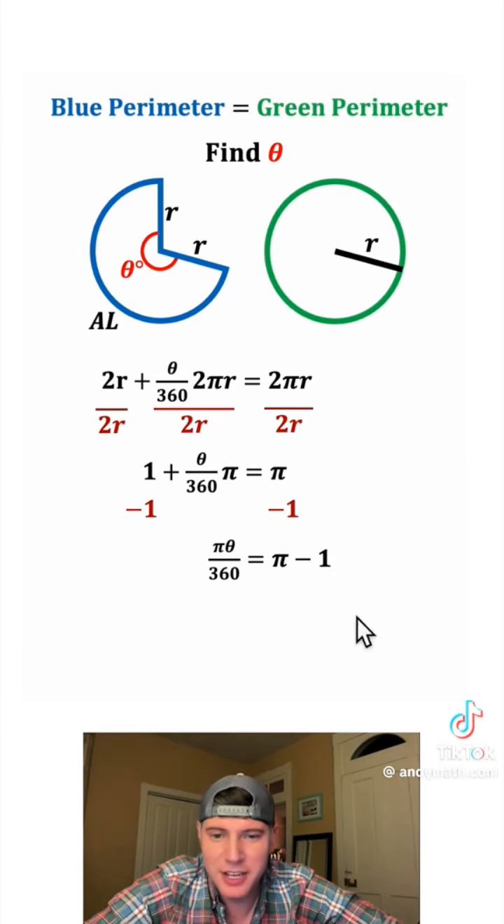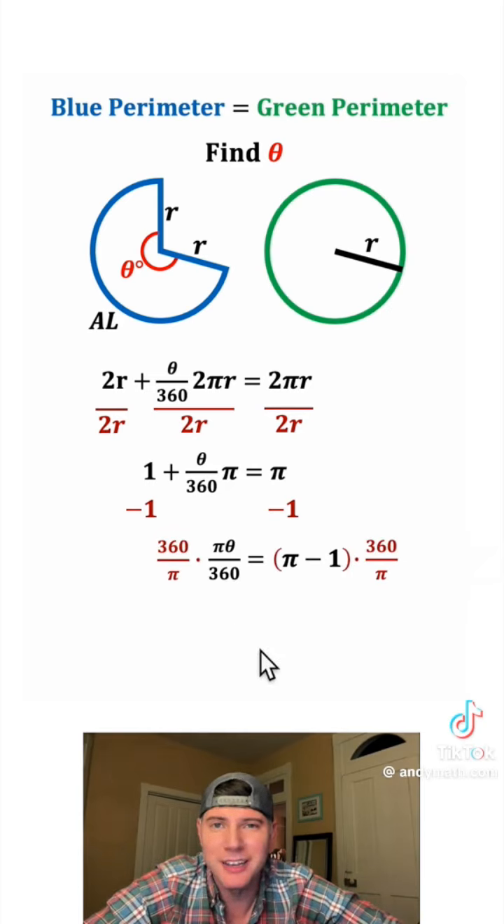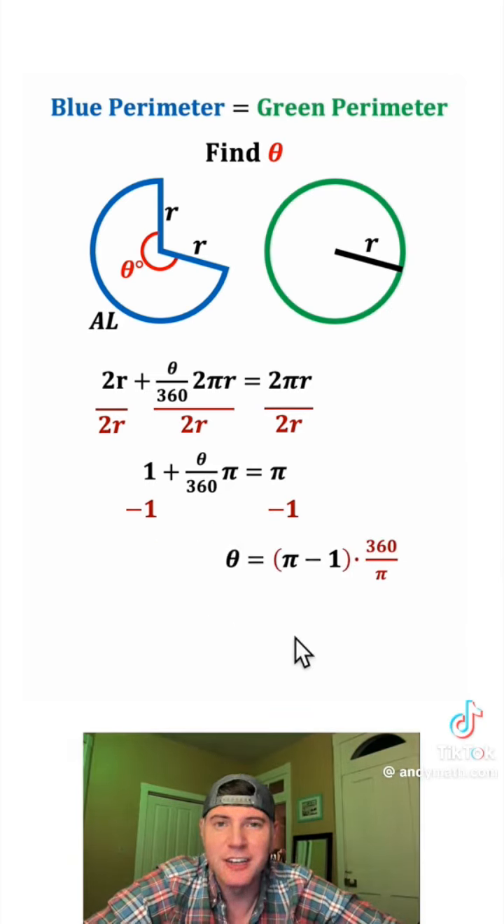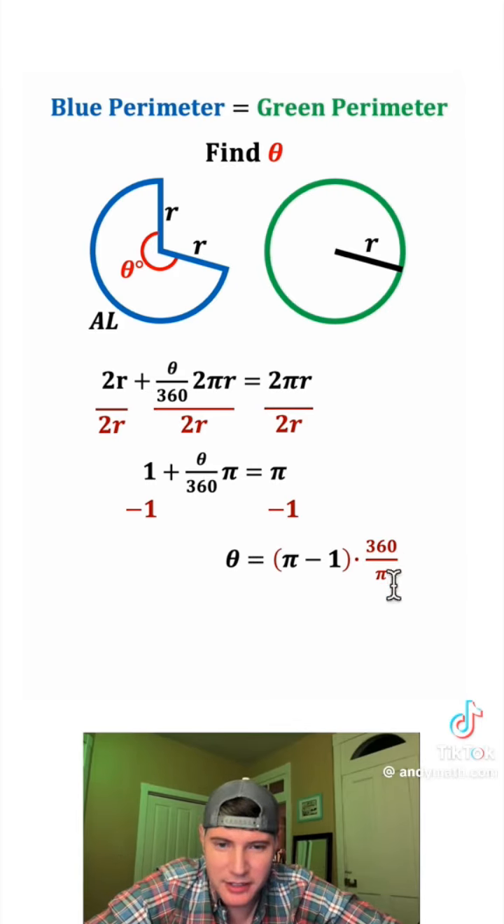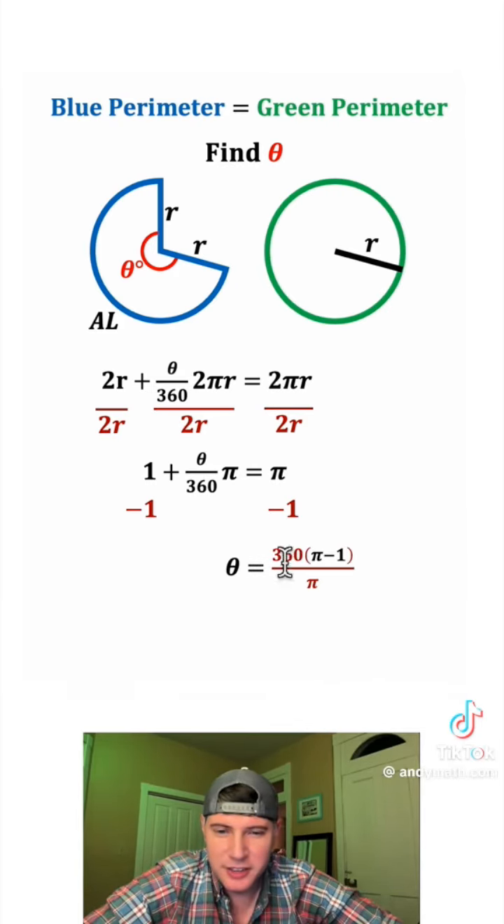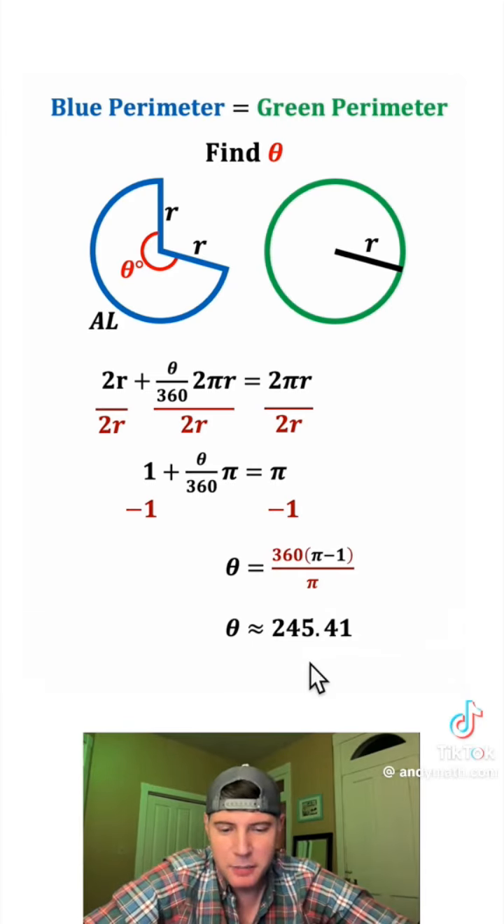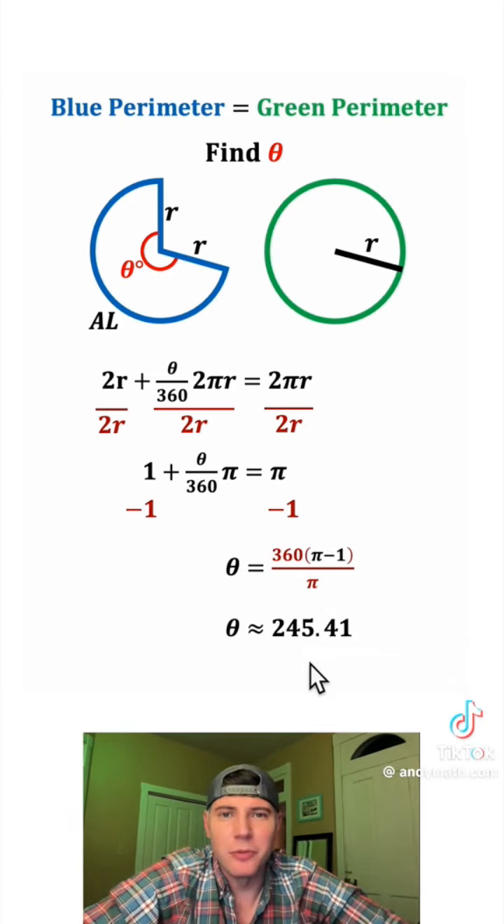Let's multiply both sides of the equation by the reciprocal of this, which is 360 over pi. On the left-hand side, these fractions will cancel each other out, so we're left with theta. And on the right-hand side, let's smush everything together. I don't think there's an elegant way to simplify this, so let's just plug it into a calculator. Theta ends up being about 245.41.